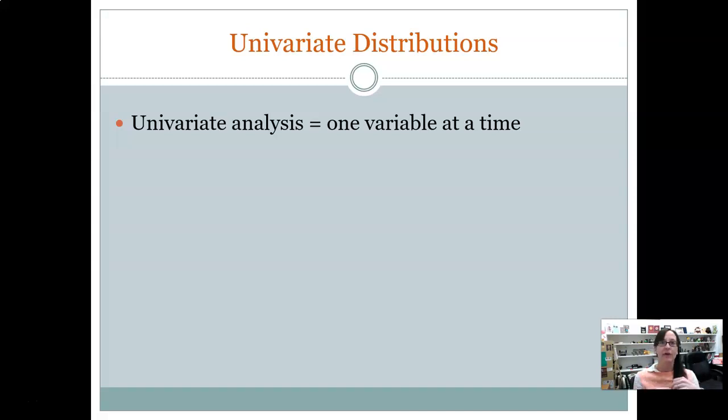Basically, if we have two variables that we're interested in, let's look at what those variables look like on their own before we see how they relate to whatever our dependent variable is. So a univariate analysis is just looking at what my single variable looks like for the sample that I have.